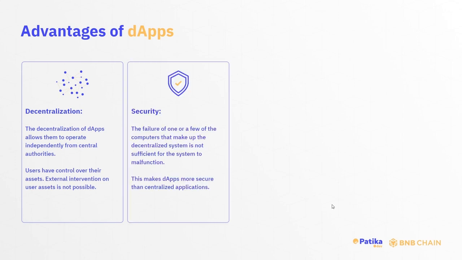Security. The failure of one or a few of the computers that make up the decentralized system is not sufficient for the system to malfunction. This makes the apps more secure than centralized applications. We basically have the same data on many computers, meaning that even if there is a change in one of the computers, other computers can claim that, okay, we are the majority and we are going to be considered valid.